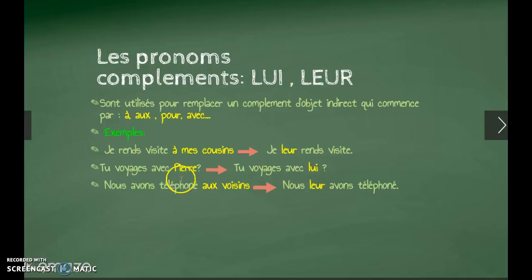And then tu voyages avec Pierre. You travel with Pierre. So Pierre is a singular noun. So for that, I need to use lui. Tu voyages avec lui. It's a question. And in the third example, nous avons téléphoné aux voisins. This is a plural noun. We called the neighbors, so I'm going to use leur to replace the neighbors because this is the plural pronoun. We called them. Nous leur avons téléphoné. Okay?